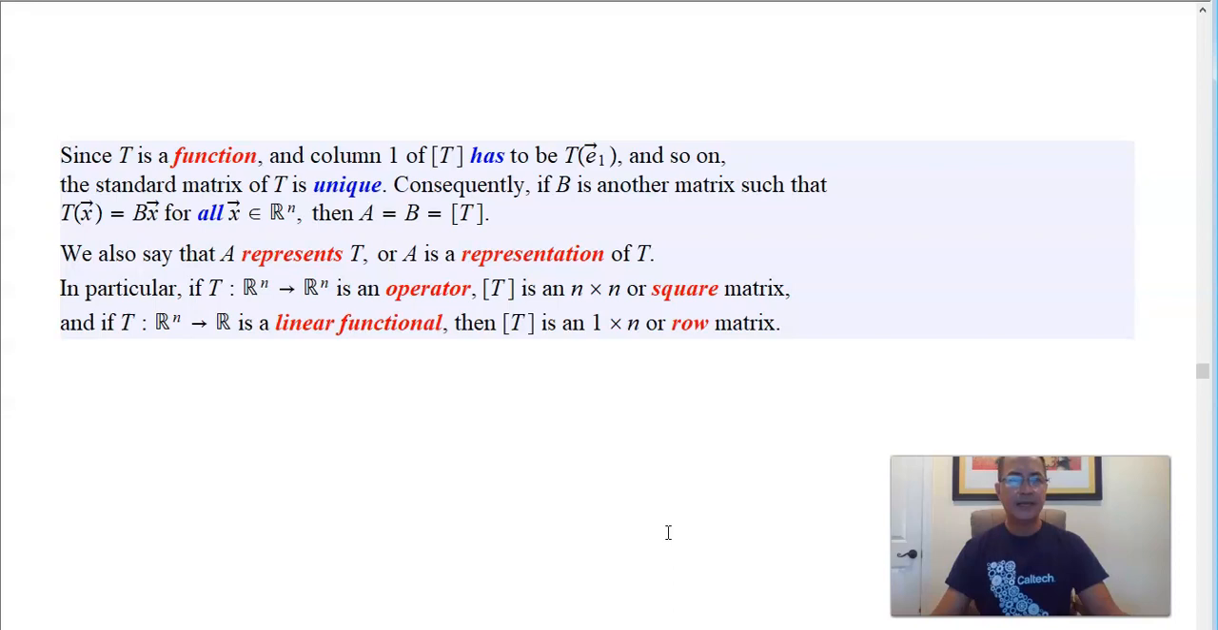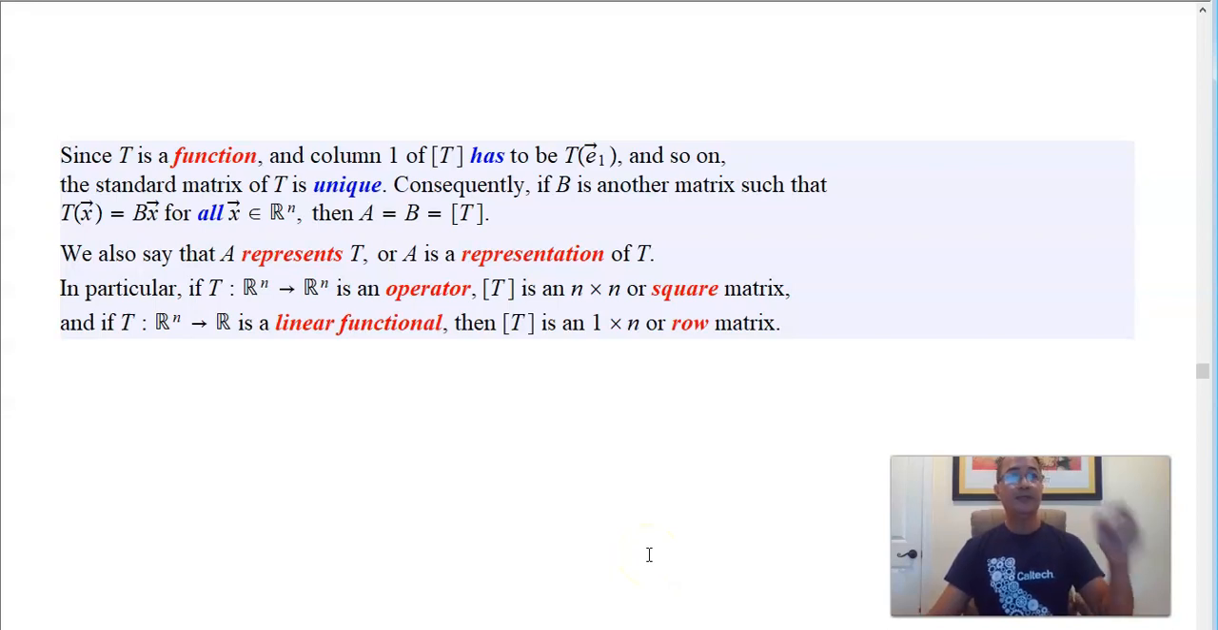Now, since T is a function, the matrix of T has to be unique. Column 1 has to be T of E1, and so on. So the standard matrix of T is unique, and if B is another matrix such that T of x is also B times x for all x in Rn, then A and B have to be exactly the same matrix. So we say that A represents T, or A is a representation of T.